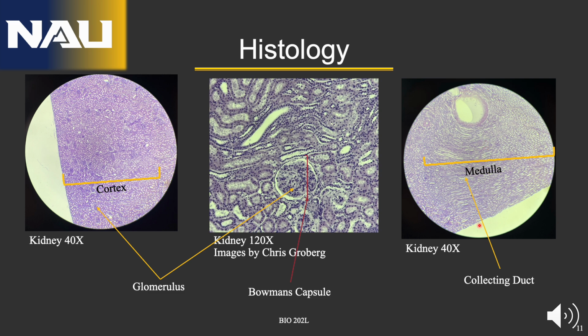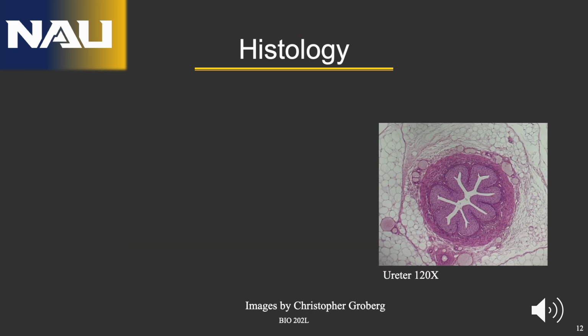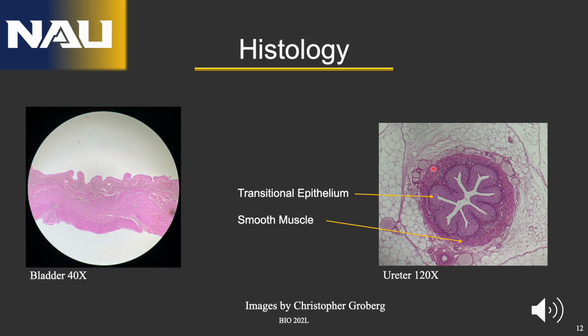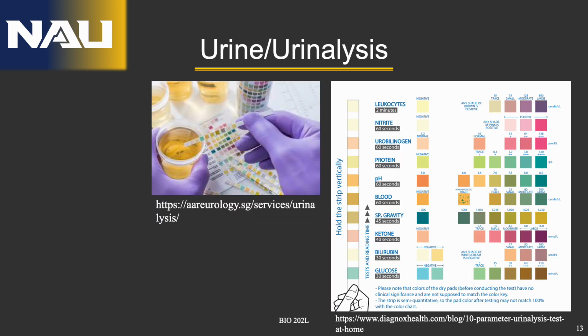Now let's take a look at the bladder and the ureter. The ureter is lined with transitional epithelium, which allows it to stretch as urine passes through it. It also has two layers of smooth muscle. There's an inner and an outer layer, and those contract rhythmically to propel urine towards the bladder. The bladder is also lined with transitional epithelium and contains folds called rugae that flatten as the bladder fills. The detrusor muscle, composed of three layers of smooth muscle, an inner, a middle, and an outer layer, contracts to expel urine during urination.